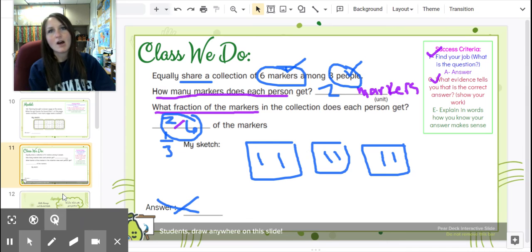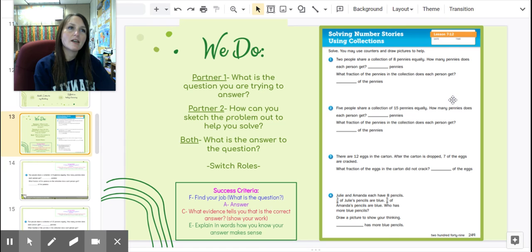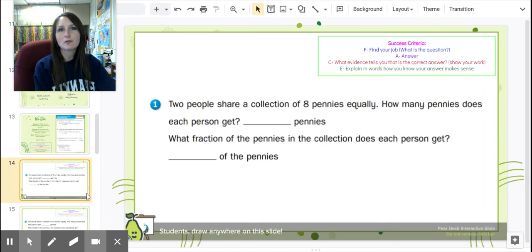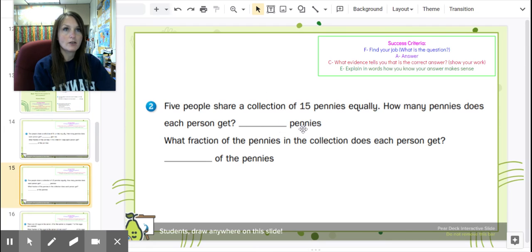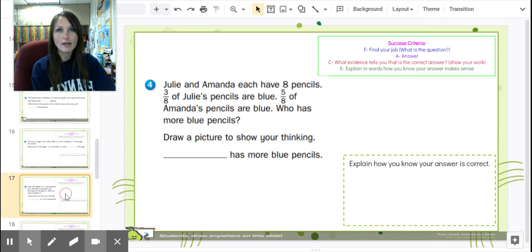All right, now I'm going to have you practice this on your own. So again, always in your book on page 249, you can work it out here, but then show me your thinking here. So here is a similar problem, okay, where it asks you to figure out how many pennies there are instead of markers, and then what the fraction would look like of your answer. Same thing here. Let's look at these pennies with this amount of people. What would the fraction look like? Okay, this is similar to my model when we have eggs and some of them are cracked. Okay, and what fraction did not crack?